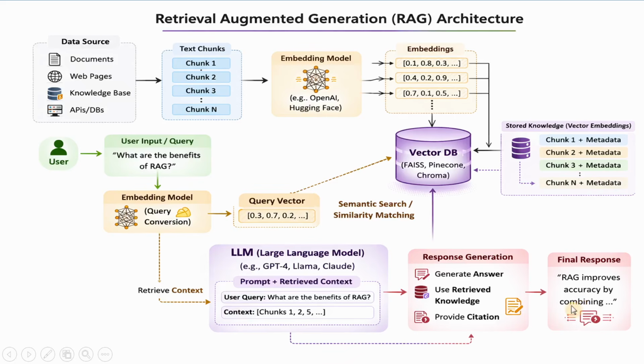RAG improves accuracy. Whatever information is stored in the vector DB, it will get that information and prepare the answer. If it doesn't find it, it will look on the internet for a close match and give you the final response. You can also restrict your LLM: if the information is not found in the RAG or internal DB, don't give any answer to the user.